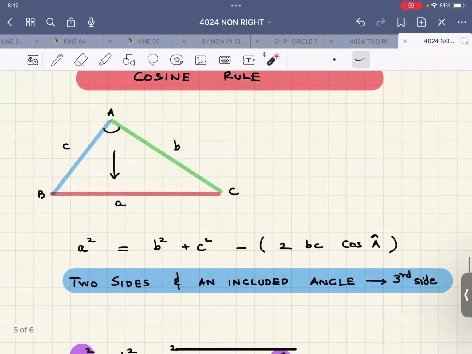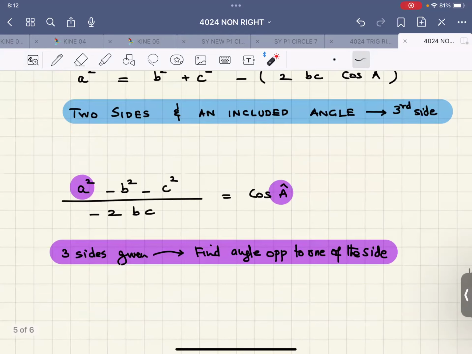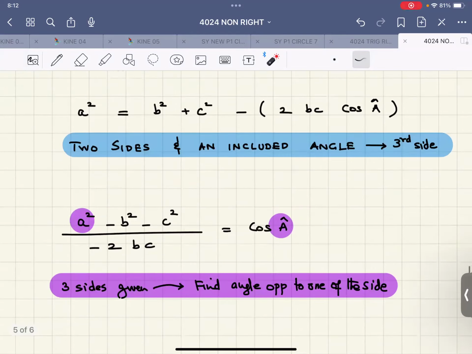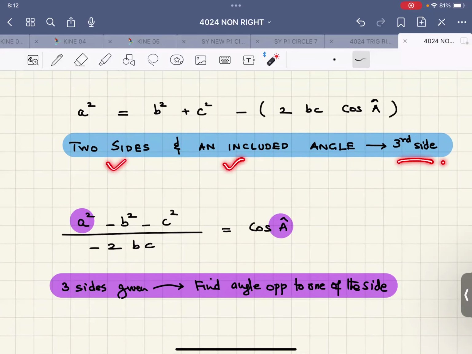Let's say if we were looking for this angle B, we would be writing with respect to this b. b square minus a square minus c square over negative 2ac. These two would appear over here with a negative sign. So that is how this will be used. Two sides, included angle, you can find the third side opposite to this angle. Three sides given, find any angle opposite to one of the sides.